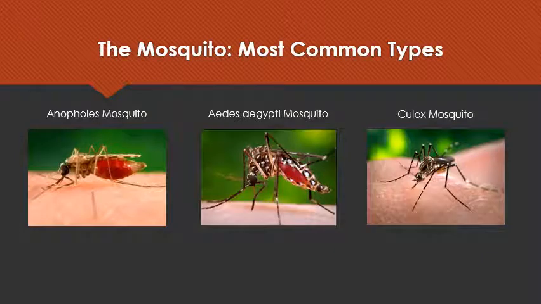So to start off with, there are three common types of mosquitoes that can be found around the globe. We have the Anopheles mosquito, the Aedes aegypti mosquito, and the Culex mosquito. Some of these may be familiar to you, and many of these are disease vectors, including the Anopheles mosquito, which can transmit malaria.